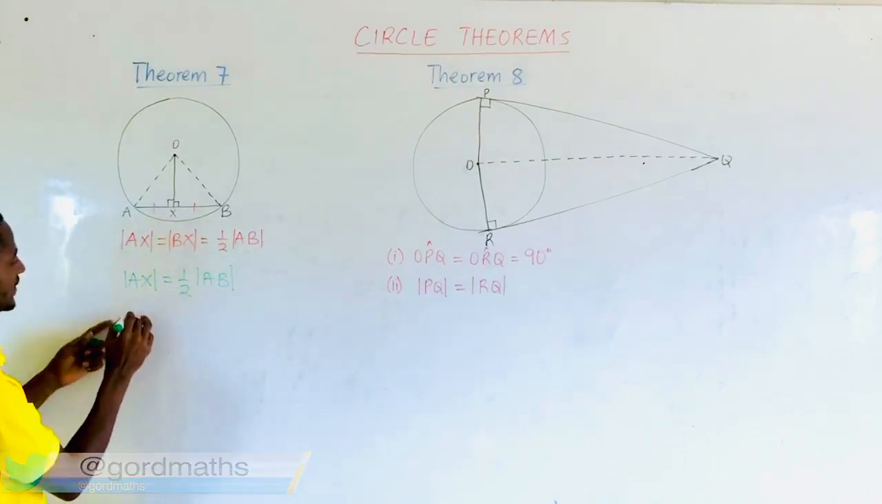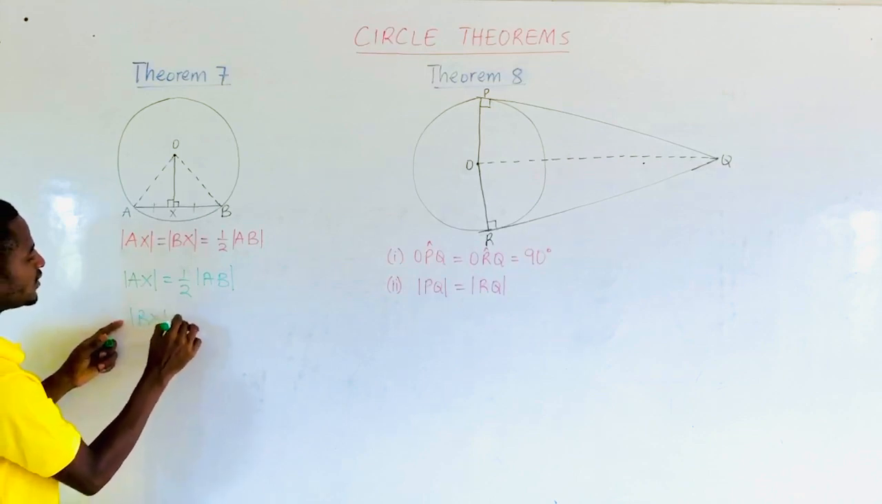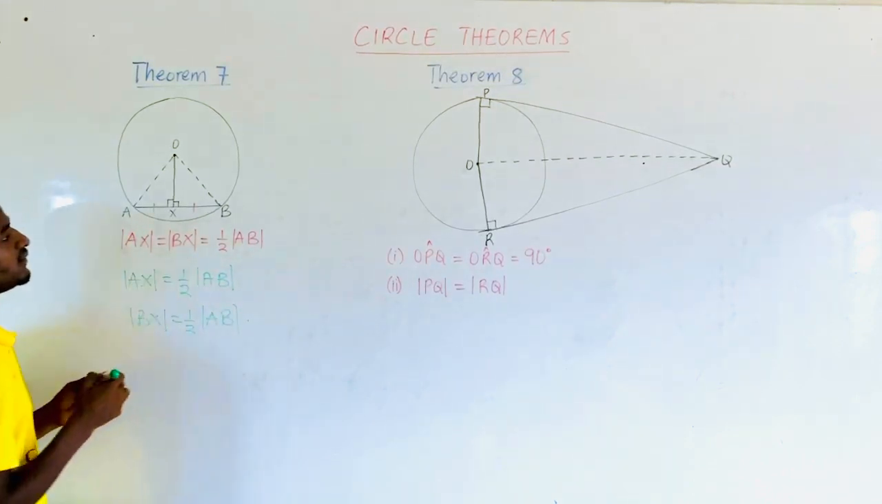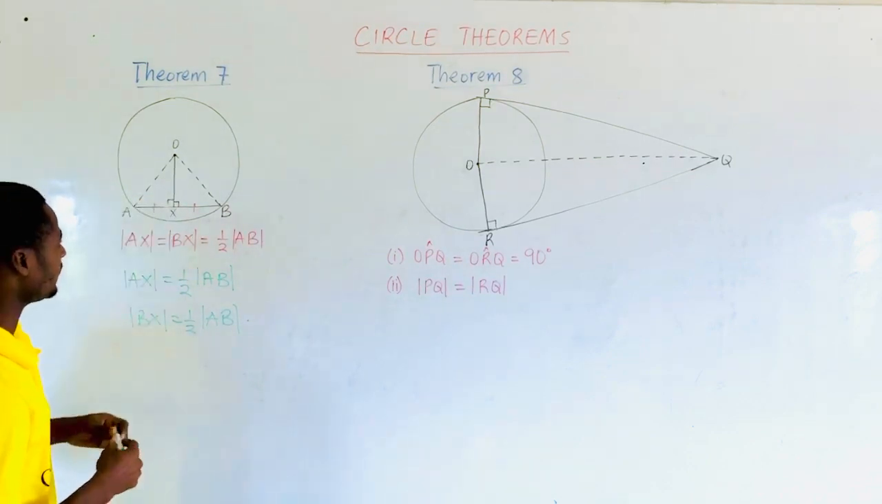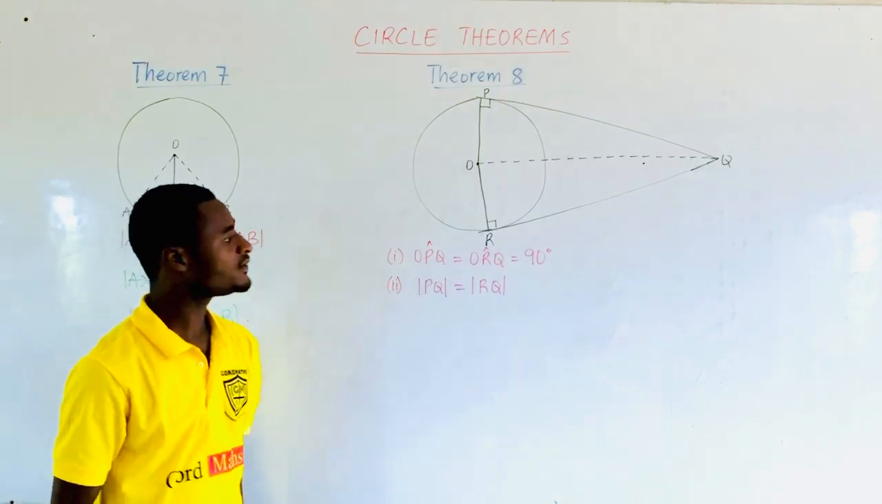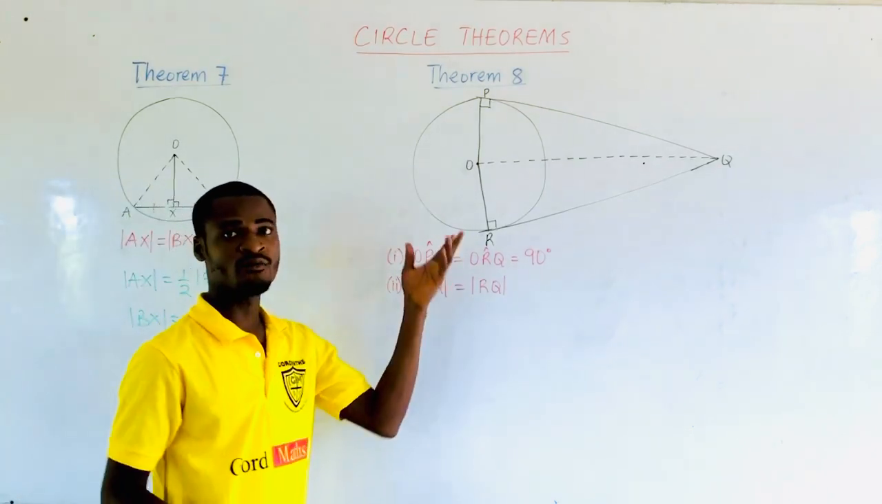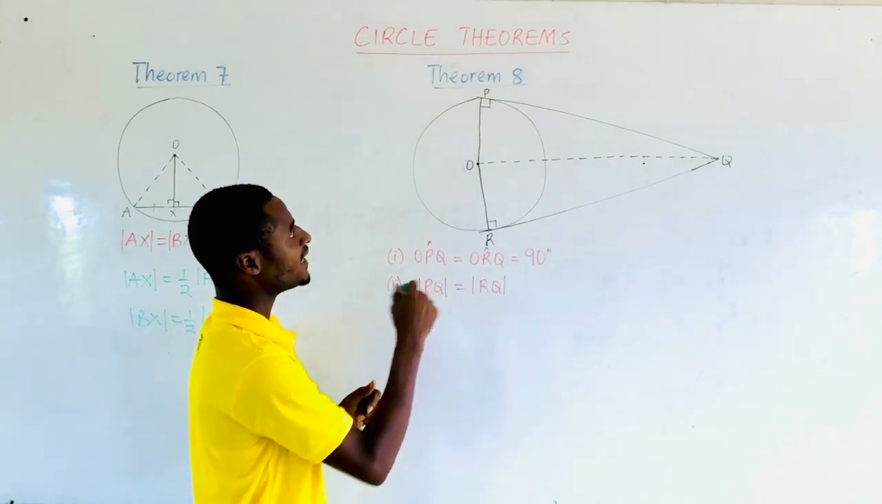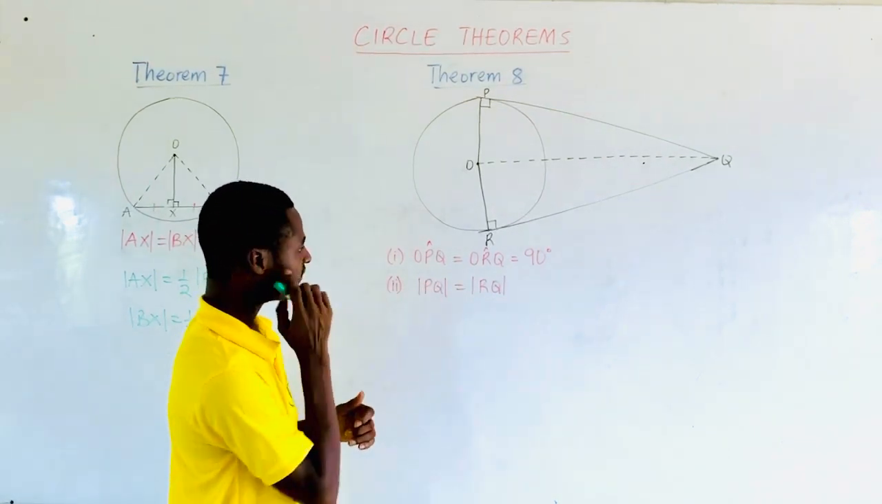And then the line BX is also half of the line AB. These are basic properties of an isosceles triangle. And now to the 8th theorem. This is a combination of 2 different properties of the tangent of a circle.